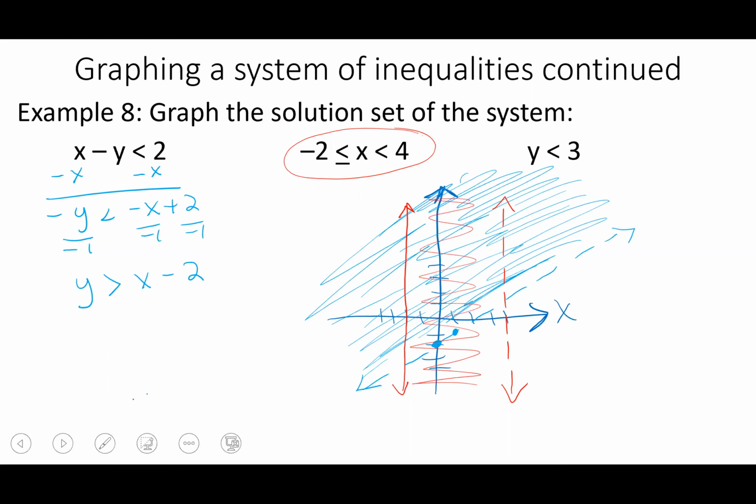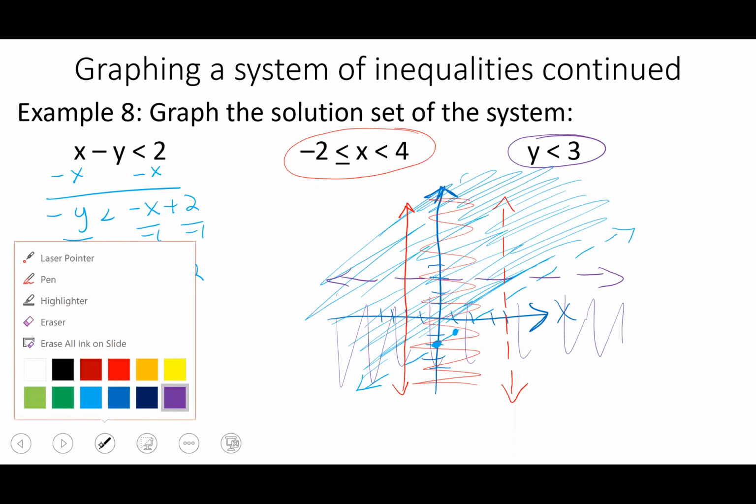Okay? And then the last one, I'm just circling them with the color so that you can differentiate them. Y is less than 3, so y equals 3 is a horizontal line at 3, and less than, so everything below. So now you got to look and say, where do all 3 of those graphs cross?